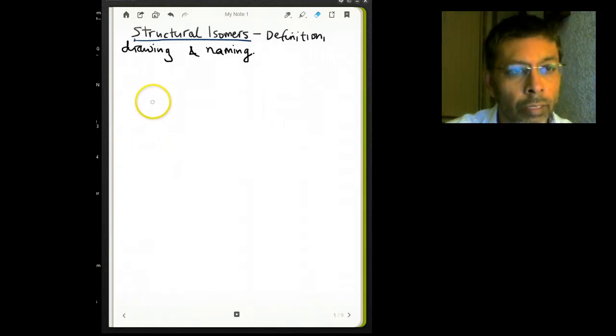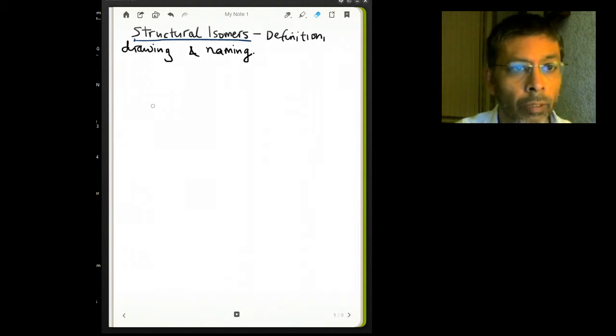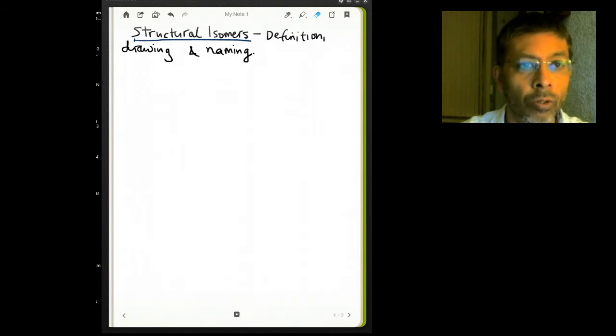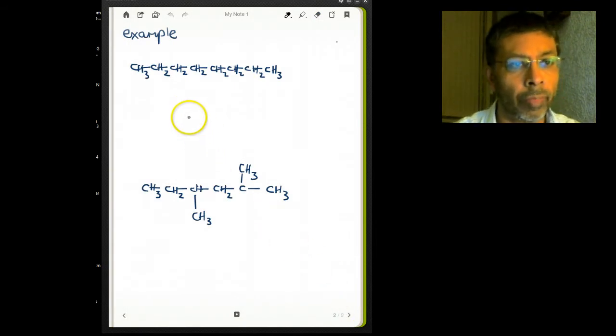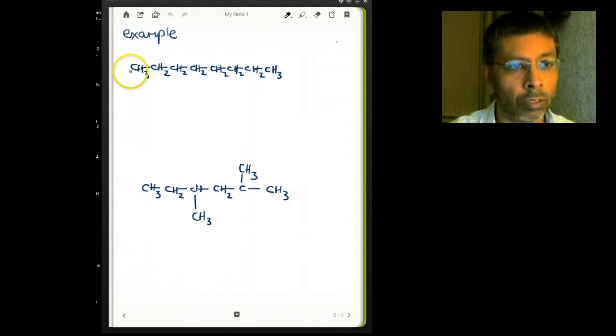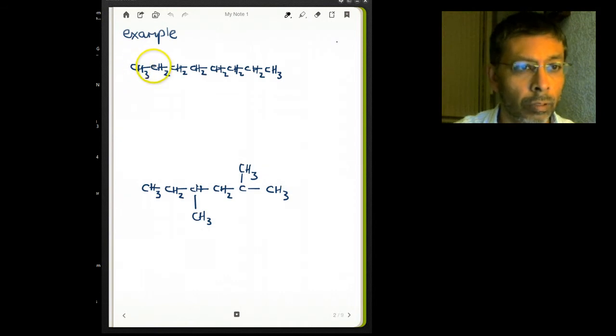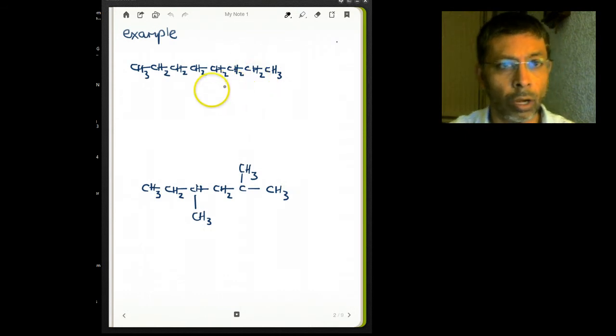Right, hello. This one is going to be about structural isomers, and we're going to be able to define them and draw them and name them. So first of all, let's look at these two examples. They're both hydrocarbons, so they're made up of carbon and hydrogen only. And you notice the first one's got 8 carbons, 1, 2, 3, 4, 5, 6, 7, 8 carbons, and therefore it's going to be called octane.